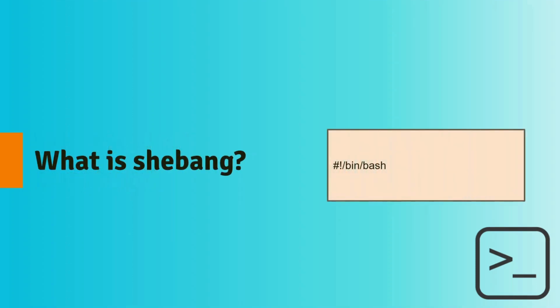Now let us discuss about Shebang. So you often have seen this statement in the start of the script. It is a special line at the beginning of a script that tells the operating system which interpreter to use when executing the script. So it is not mandatory, but it is recommended to add this statement in the shell script.